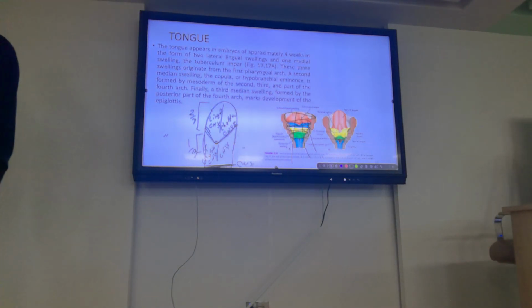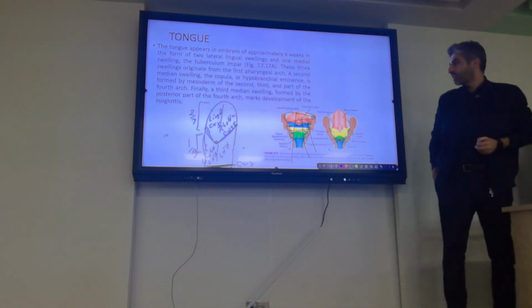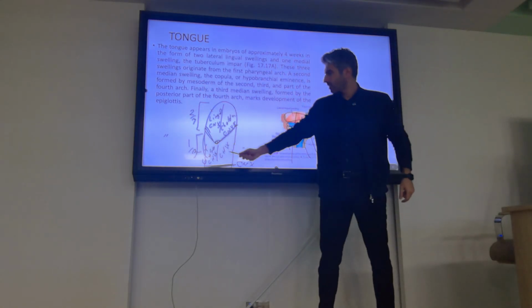So you can explain that like this. The muscles are not from the arch. But the outer layer, the epithelium, the mucosa, these are from the arch. Okay? What is the reason we can see this foramen in the tongue, the foramen cecum?